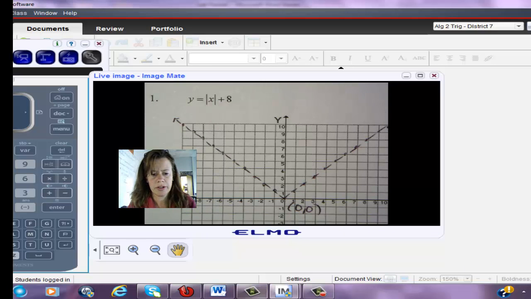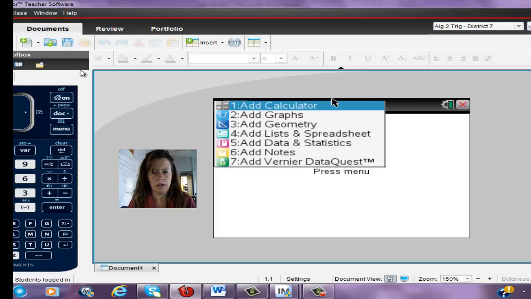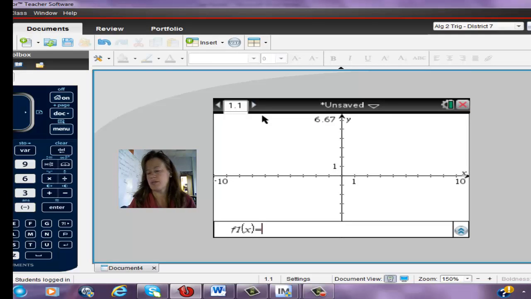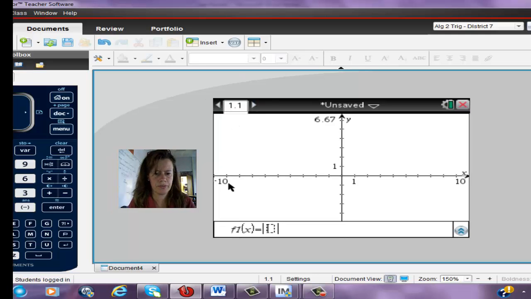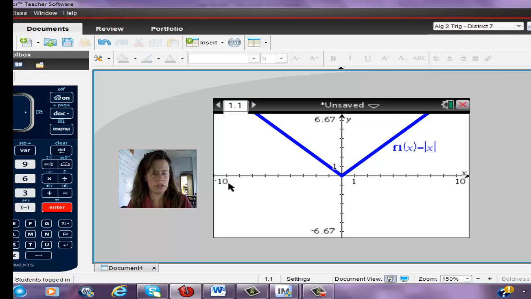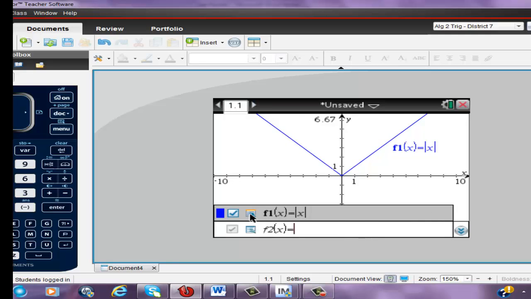So again, let's go to our Inspire and start a new document. And we want a graphs page. And remember, our absolute value is here in the button next to the 9 menu. So push that, absolute value right below your fraction of x is our parent. Just like we've been doing, I'm going to keep moving faster because you've done this several times already. Control G to get that entry line back up and change your parent to a dotted or broken line.